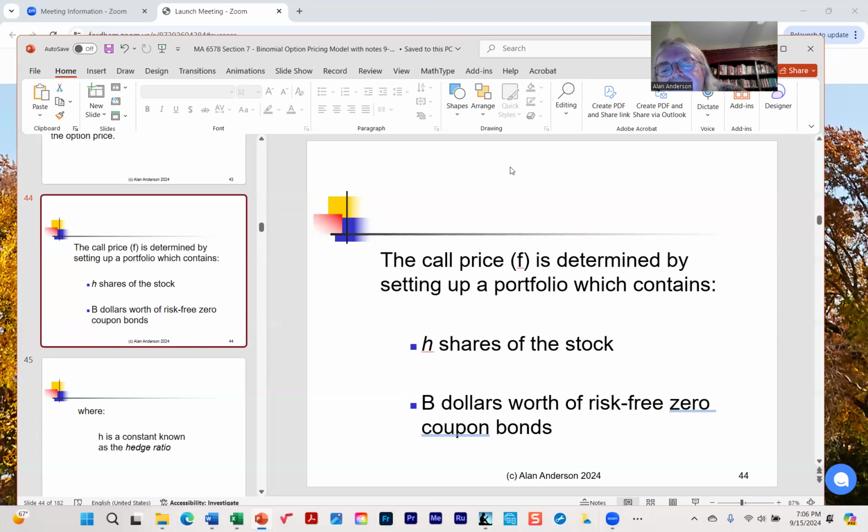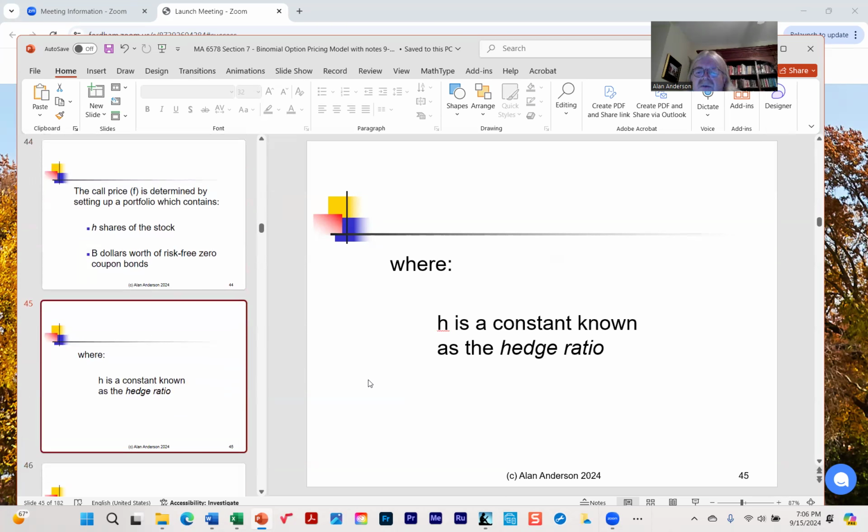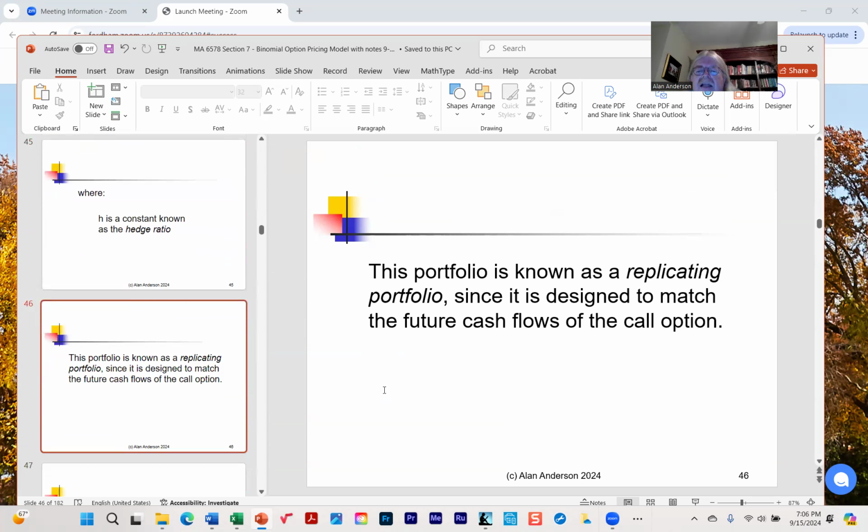So that is really the challenge: the number of shares and the number of dollars worth of bonds. And by the way, these treasuries that we're looking at, it will be understood that their maturity matches that of the option. So in other words, if it's a 6-month option, then we're using 6-month treasury bills. And then of course the stock itself. So the H is chosen, we use the letter H because it's called a hedge ratio. And the portfolio is a replicating portfolio, since the whole purpose of it is to make sure its cash flows match that of the option. Here, we're starting our discussion with the call option.